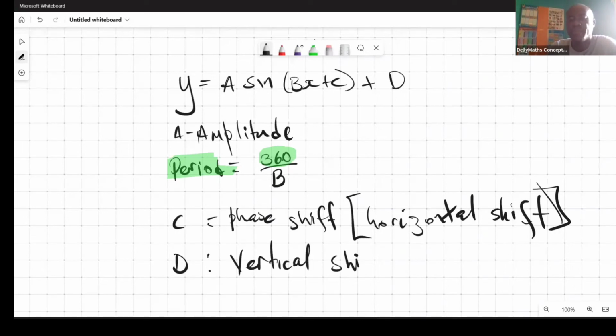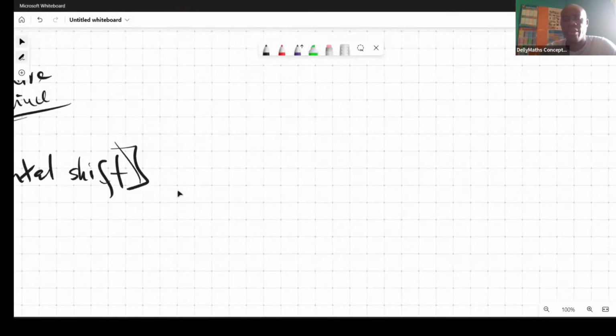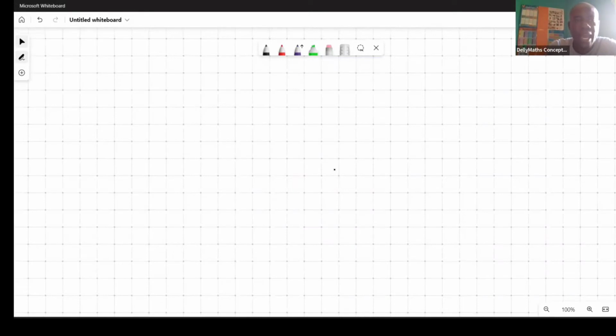Our vertical shift is talking about where our center line is. It gives us that center line, whether we're at 0, a positive number, or a negative number. So these are the key things that will assist us as we go through. All right, let's start off with just a regular one. Let us say we have y is equal to sine 2x.